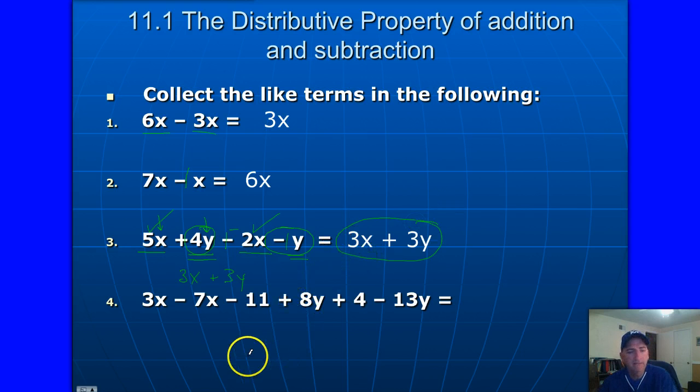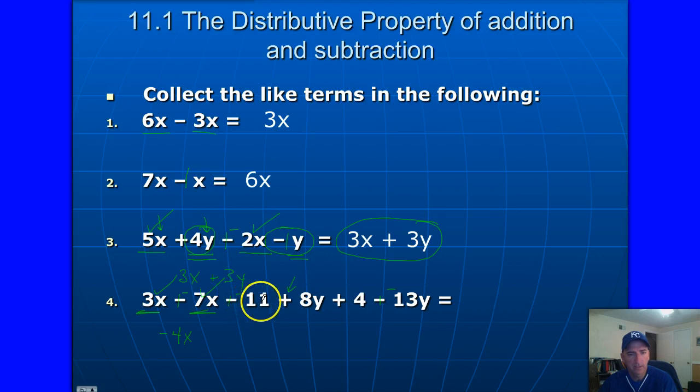Okay, so it's about identifying like terms and adding only the like terms together. Don't add different terms. You can't do that. So if I'm on number 4 here, again, I like to change all of this subtraction to addition. 3x minus 7x, I'm going to think of that as plus negative. Minus 11, so that's plus negative 11 there. Plus 8y. You want to leave that one alone because we like addition. Plus 4 plus negative 13y. So I'm going to add these two together because I have 3x and 7x. So 3 plus negative 7x would be negative 4x.